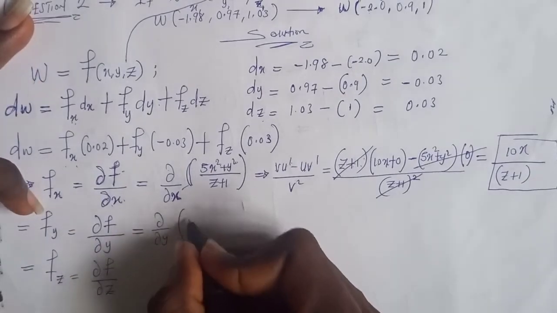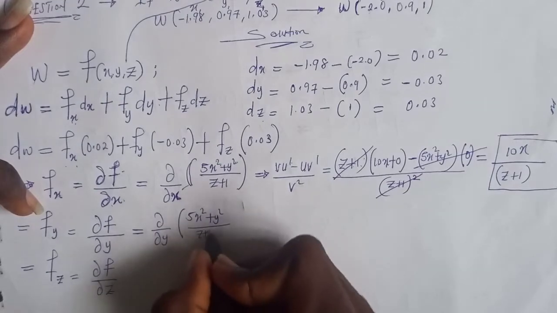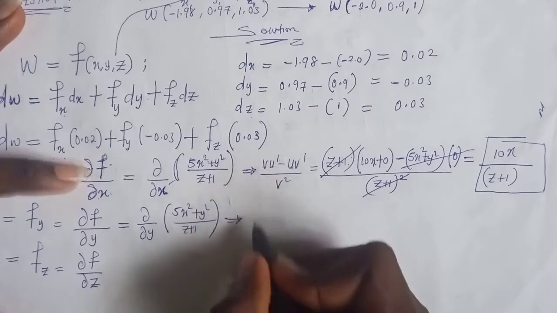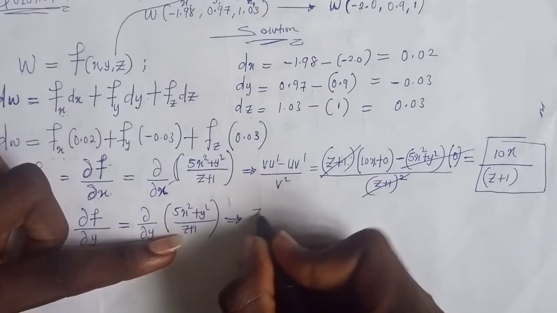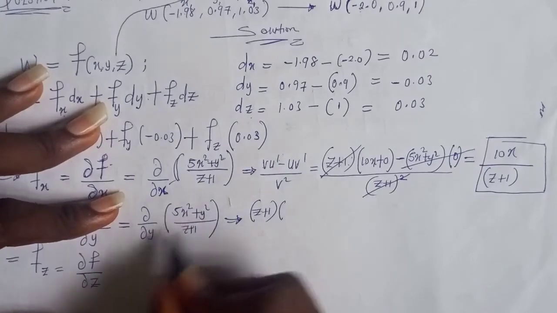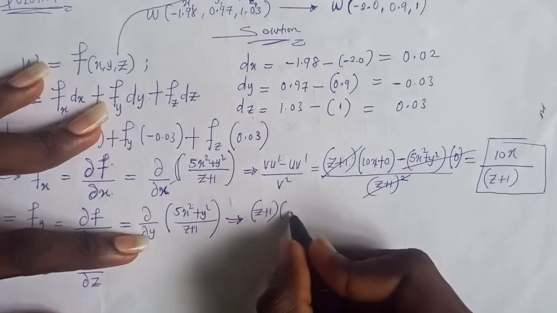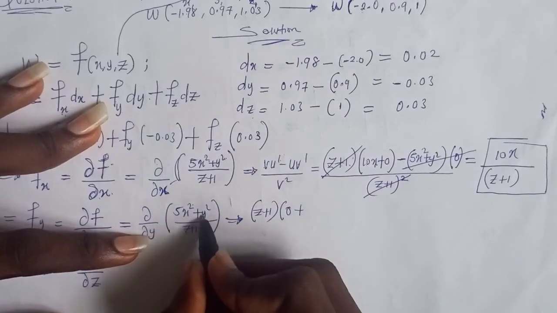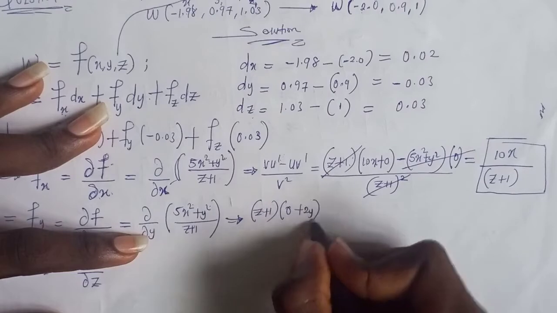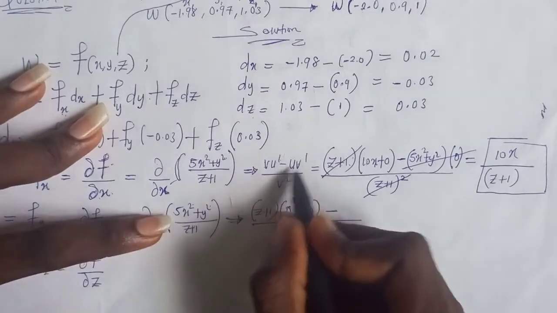So the next thing for us to do now is to try this out. Del y of that same function, 5x squared plus y squared over z plus 1. And this is trivially vu prime minus uv prime. What would that give us? V is z plus 1. Then u prime means differentiate 5x squared plus y squared partially with respect to y. If I differentiate 5x squared partially with respect to y, that will give me 0, plus differentiate y squared partially with respect to y. That's 2y, because there's y to differentiate in this case. I'll still have a negative sign. I need u v prime.